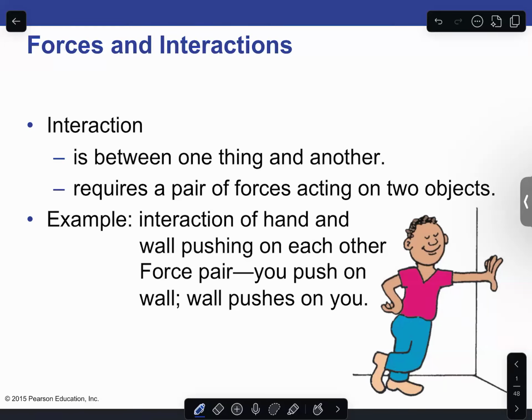Ow. Why did my butt hurt? What's going on?